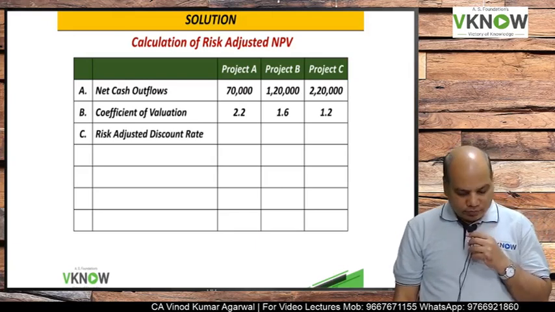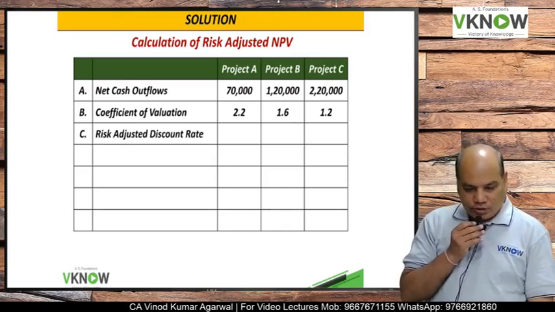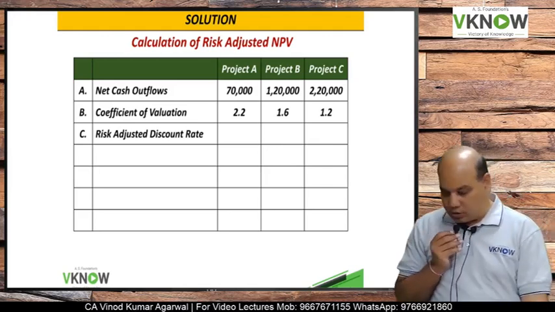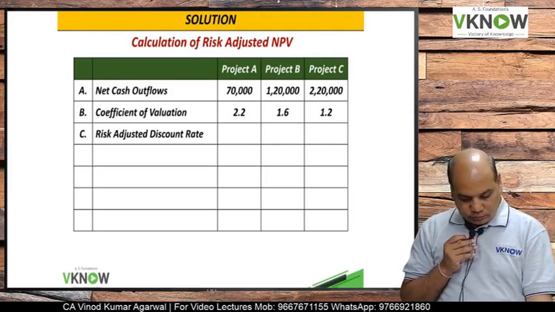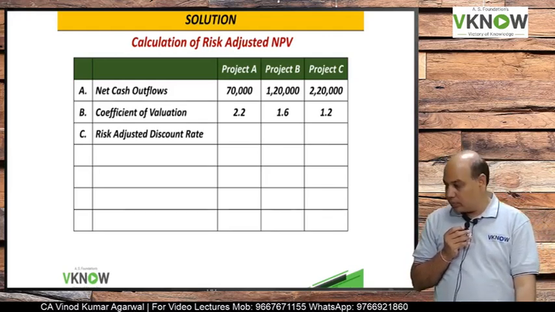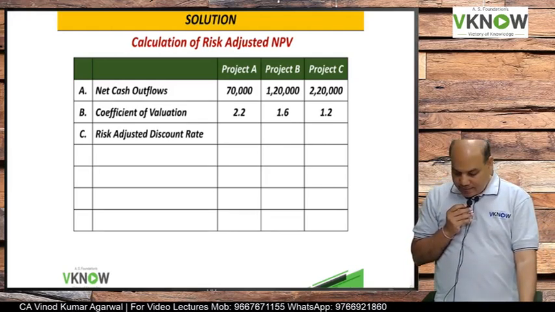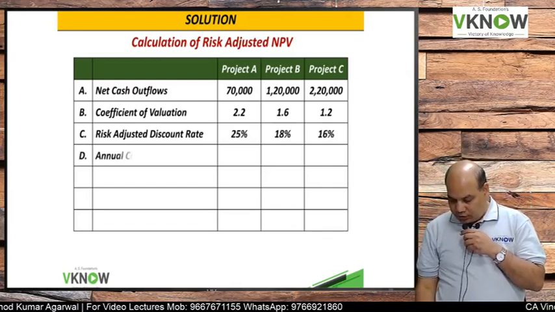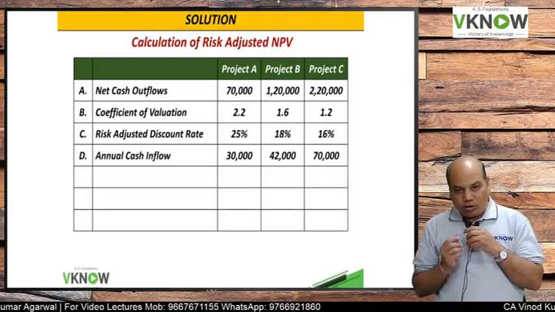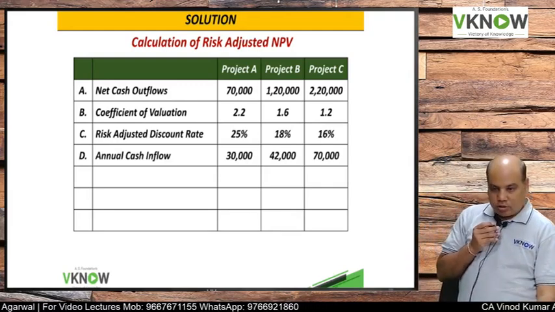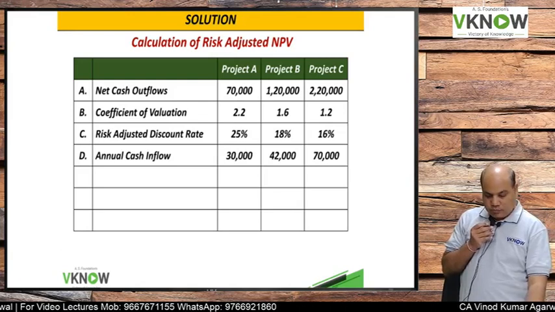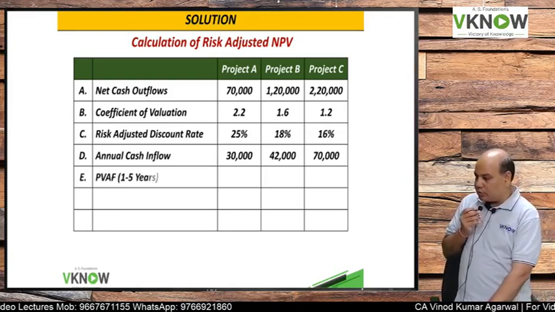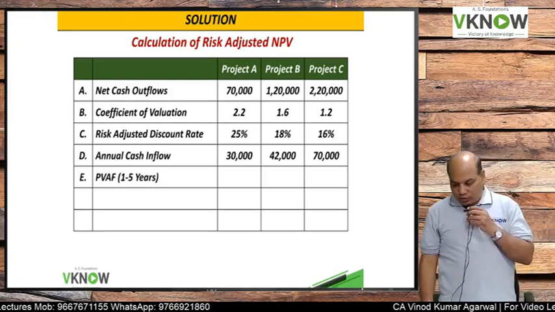Point number C, risk adjusted discount rate. So how much is that? Will you take 25, 18 and 16. Then write down annual cash inflow. 30,000, 42,000 and 70,000. Wonderful.